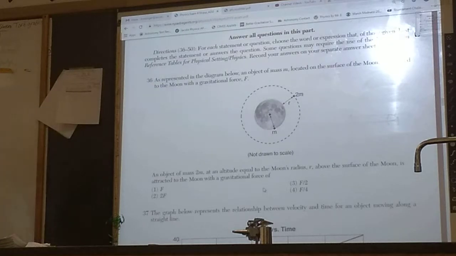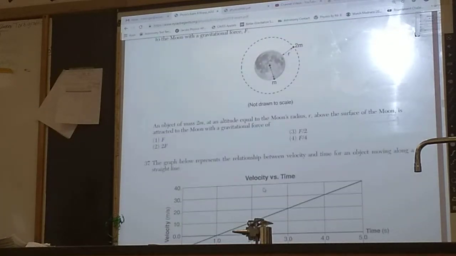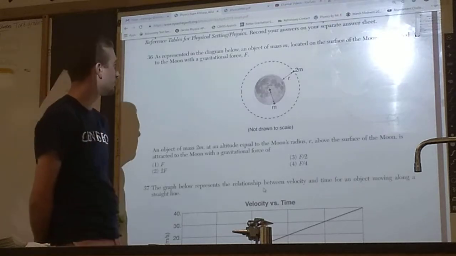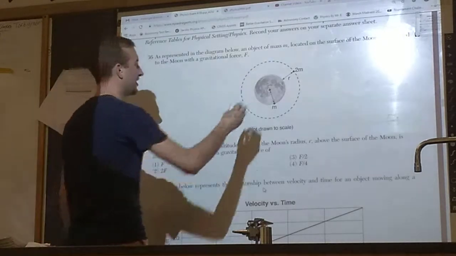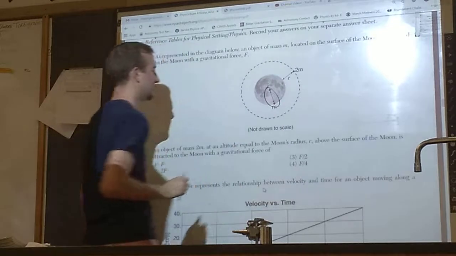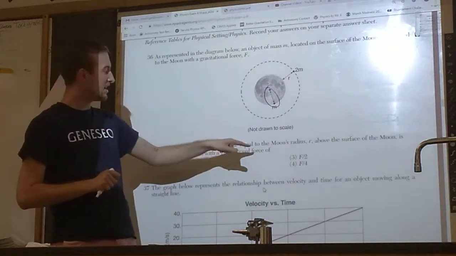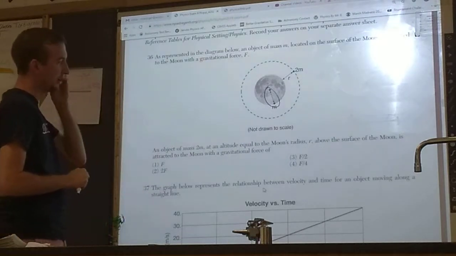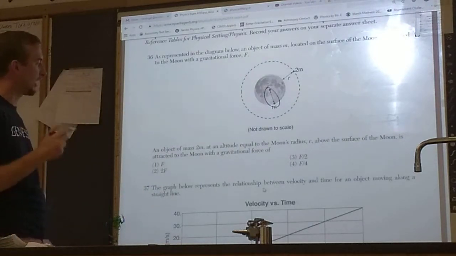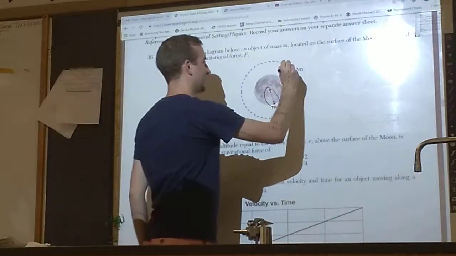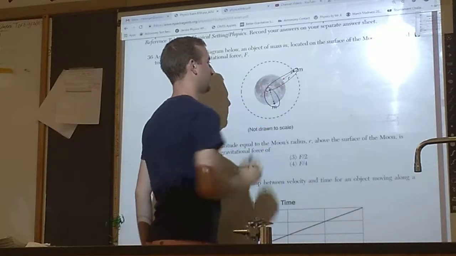36, got a gravitation question. As represented in the diagram below, an object of mass m located on the surface of the moon is attracted to the moon with a gravitational force F. That's what this is talking about right here. An object of mass 2m at an altitude equal to the moon's radius r above the surface of the moon is attracted to the moon with a gravitational force of, and it is our job to find that. It's talking about these 2 objects right here.